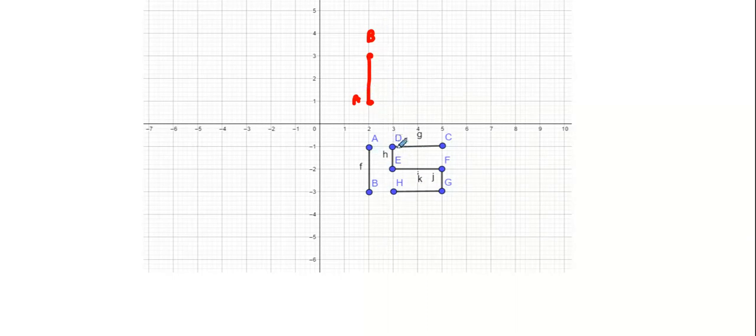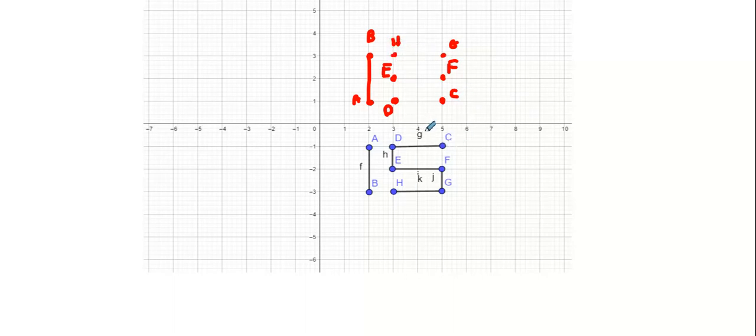D is one block away from 3, so on the other side, a mirror D will be the same distance away. E is one block above D, so that will be E. Then C is one block below 5, so that means C will be one block here. F is one block above C, so that will be there. G is one block above F, which is G. And then H is one block above E.